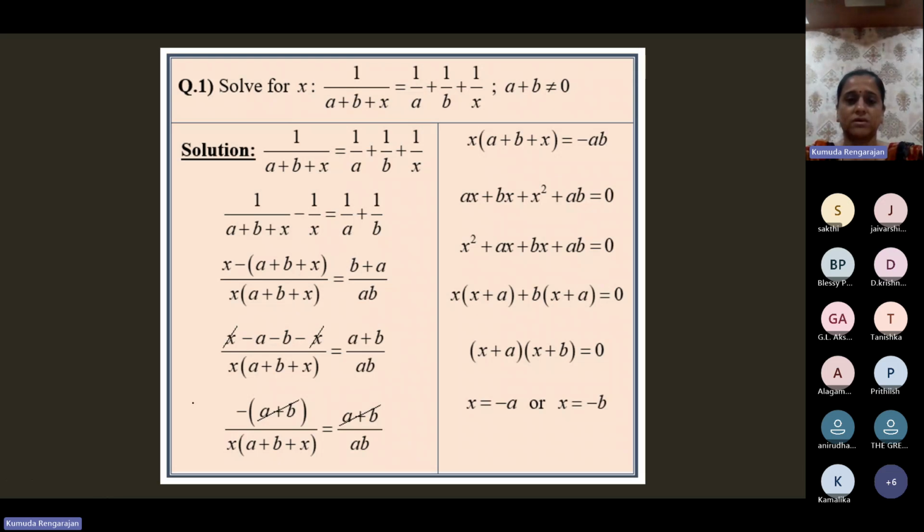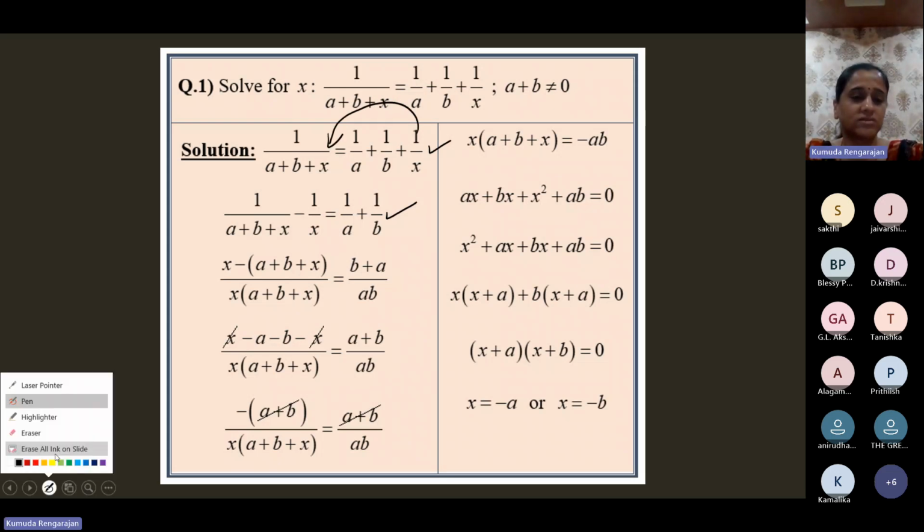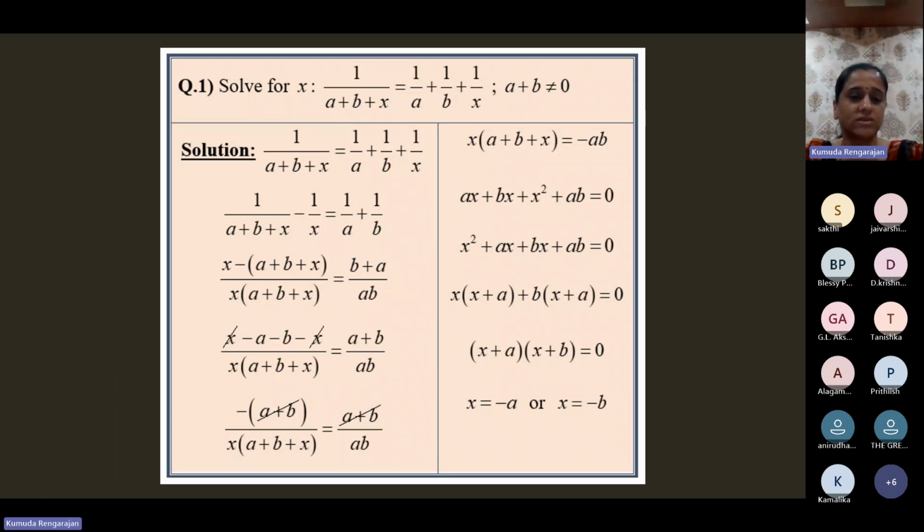Writing the equation is the first step. This is the next step. Bring this x term here. Now take the common denominator, LCM. Here the denominator is this one, here it is the x. So the product is the common denominator.